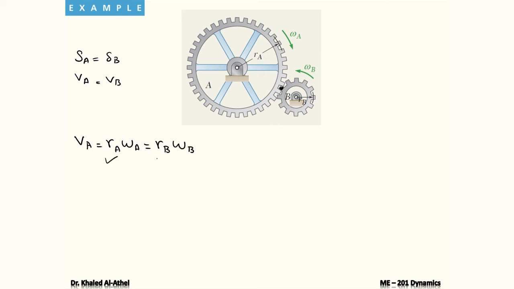Now rA is known, rB is known, omega B is known. I need omega A. Therefore, I can say that omega A should equal rB over rA times omega B, which is 100 over 250 times 62.8, and this will give me 25.1 radians per second.